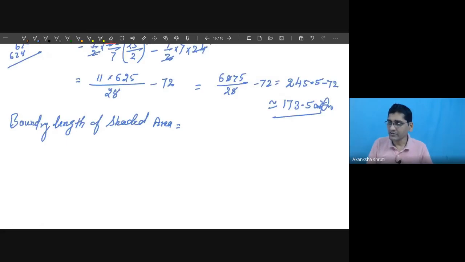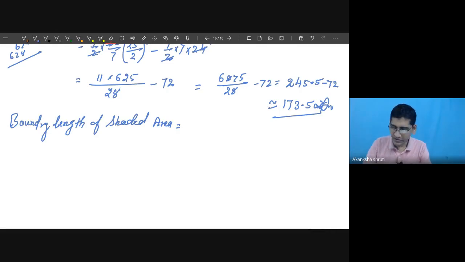This boundary length calculation is also asked, though in our book it is missing in many of the questions. You will observe that both of these are asked together if the question is asked in 4 or 5 marks. That's why I will calculate these two things together.